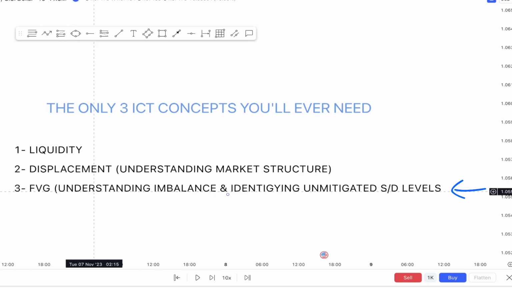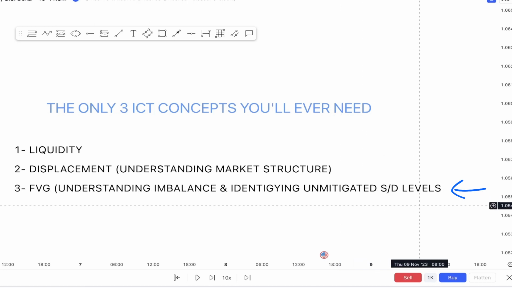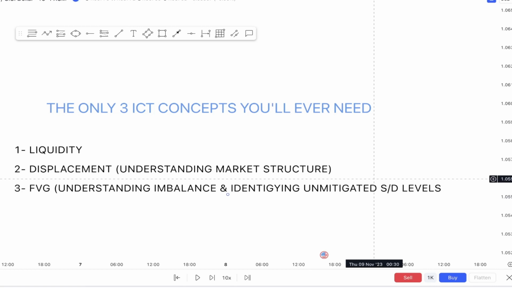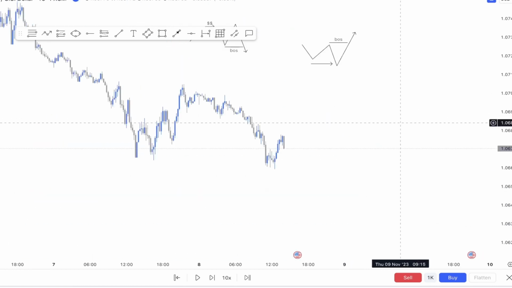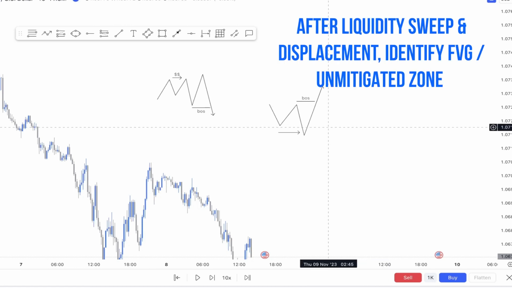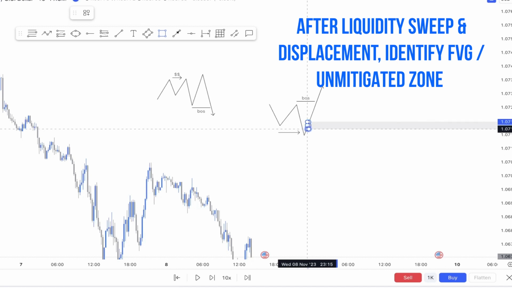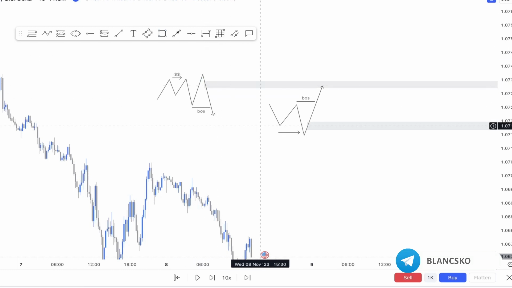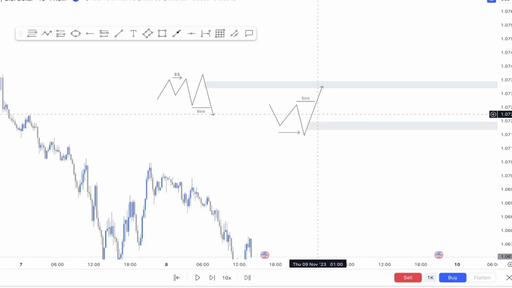Understanding imbalance, and also identifying unmitigated supply or demand levels. Because if you're able to identify fair value gap or imbalance, you're automatically able to identify unmitigated supply and demand levels. So after we have the liquidity sweep and displacement, we want to identify a fair value gap or an unmitigated supply or demand level in our area of interest, which is our discounted or our premium area. In this case, it is our premium area because we have a displacement to the downside, and in this case, it is the discounted area because we have a displacement to the upside.